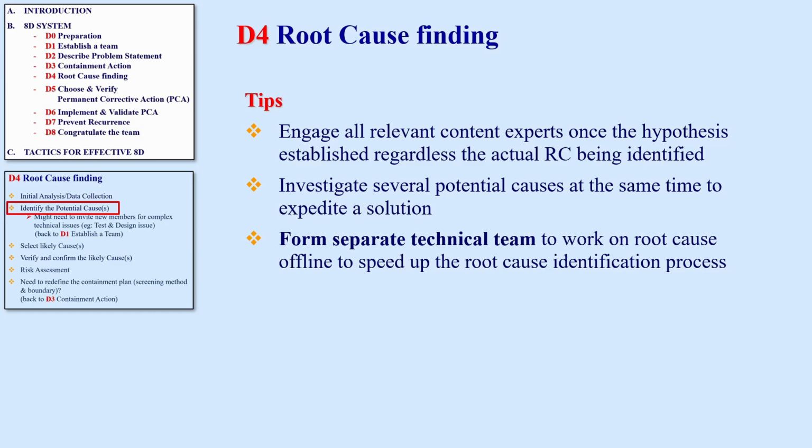We should further enhance the "is versus is not" table, introduced in D2, to find the path for the root cause identification. Another good approach is Ask 5 Whys. 5 Whys is a simple technique to probe for the root cause by repeatedly asking the question why.